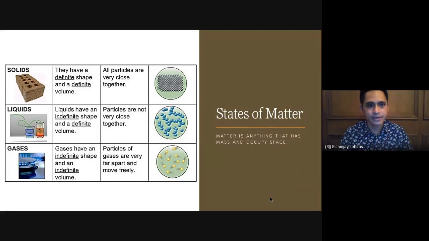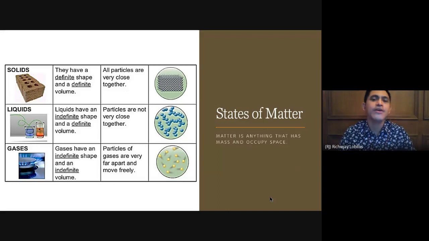Now, liquids are different from solids. Though they have a definite volume, that means they occupy a fixed amount of space as well, just like solids, they don't have their own shape. That means they cannot stand on their own, and their shape depends on their container. If you place liquids in a star-shaped container, then their shape will probably be a star. If you place them in a circular container, then their shape is absolutely circular, just like its container.